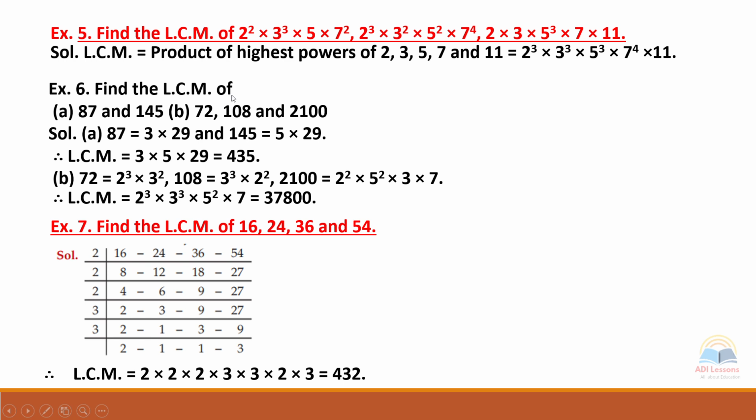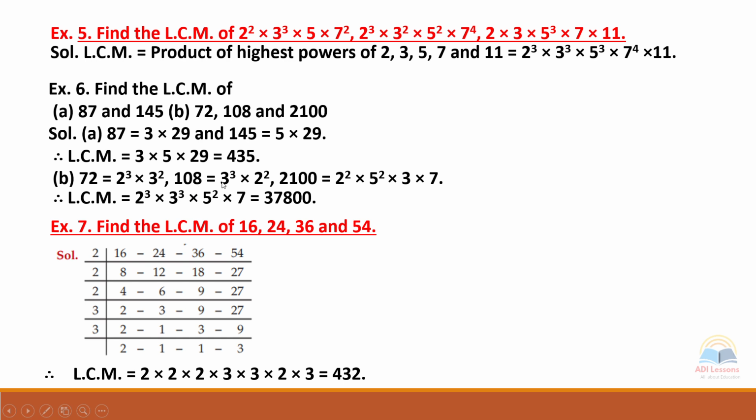Find the LCM of 87 and 145, and also 72, 108 and 2100. 87 equal to 3 into 29. 145 equal to 5 into 29. So LCM equal to 3 into 5 into 29, so 435.